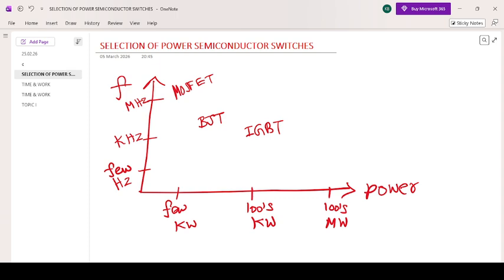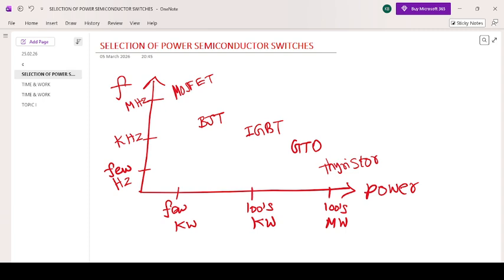If you want slightly higher power handling capacity than that of your IGBT, but whose operating frequency is much lower than that of IGBT, then you prefer GTO. If you want power handling capacity in the range of megawatts, whereas the operating frequency is in the range of power frequency, that is 50 hertz or 60 hertz, then you can go for thyristor. So this is the location of power semiconductor devices.